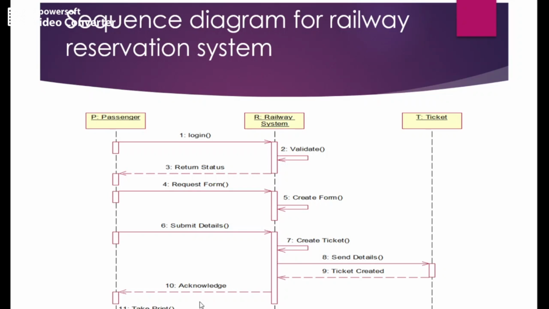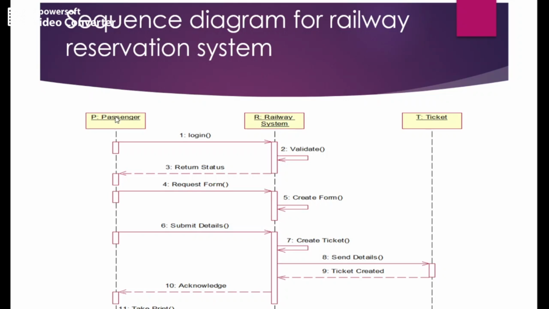So an acknowledgement will be immediately sent to the passenger. The passenger will receive a notification or message saying that your train ticket has been booked. And then, in the 11th step you can see, take print, which means a print of that ticket copy, to preserve it and produce it when he goes to the particular railway station. So this is exactly the sequence diagram.